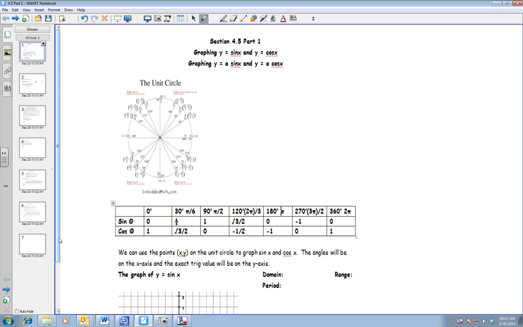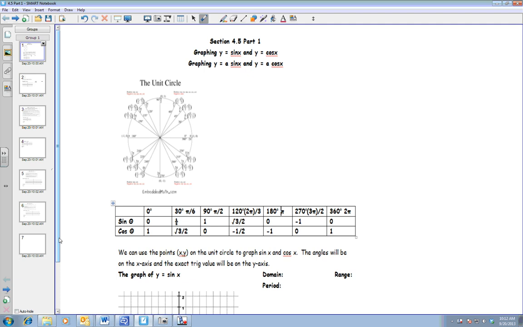Okay, this is section 4.5, part 1. And this section is going to be graphing y equals sine x and y equals cosine x. And then they are going to do things to those graphs, either stretch them or make them shorter, make them longer. They might translate them.